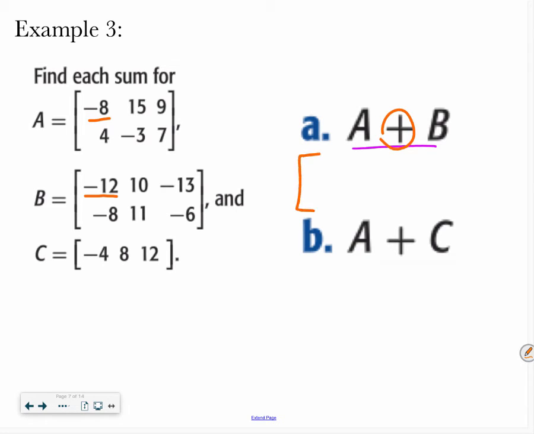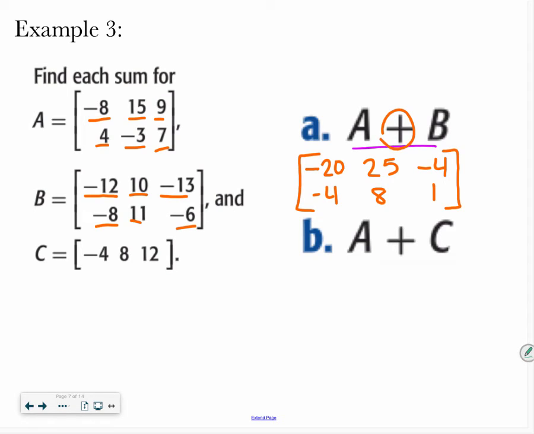So I take that -8 and I say -8 plus -12. So I'm left with -20 in that position for my new matrix. Then I say 15 plus 10, that gives me 25. 9 plus -13, I have a -4. 4 plus -8 gives me -4. -3 plus 11 is +8. 7 plus -6 is a +1. And that's my answer. That is the sum of those 2 matrices.